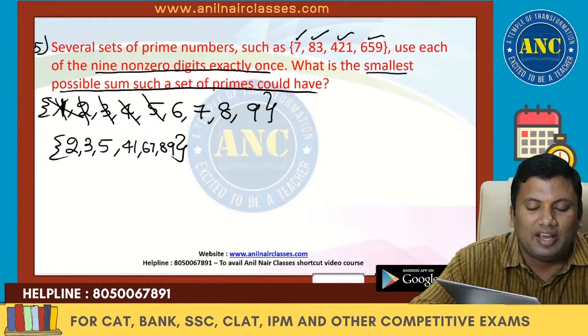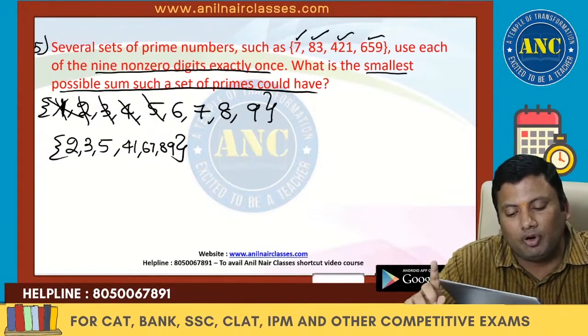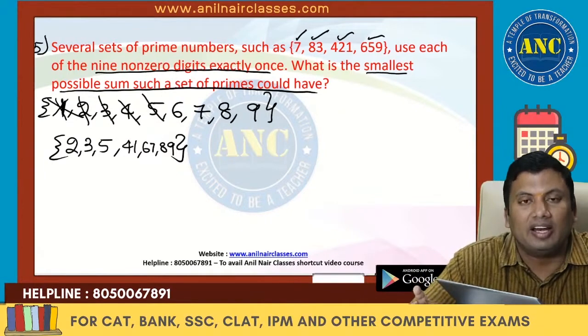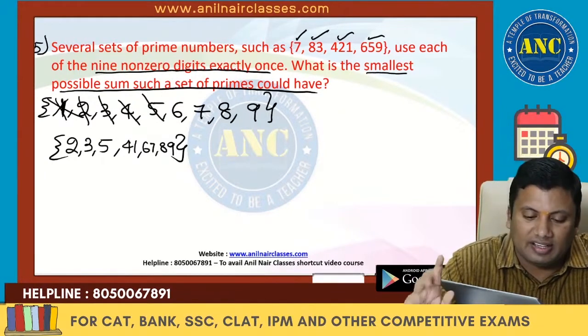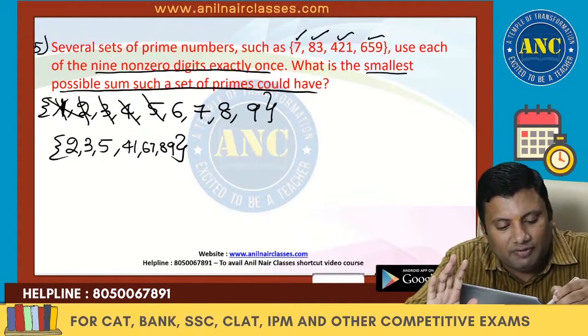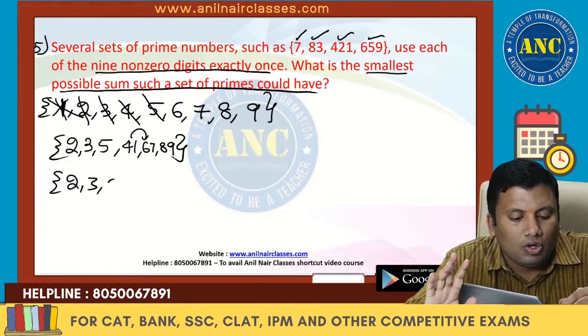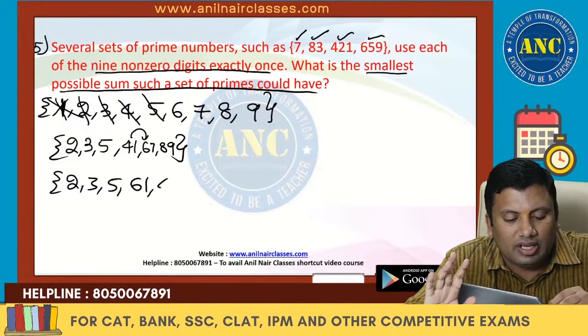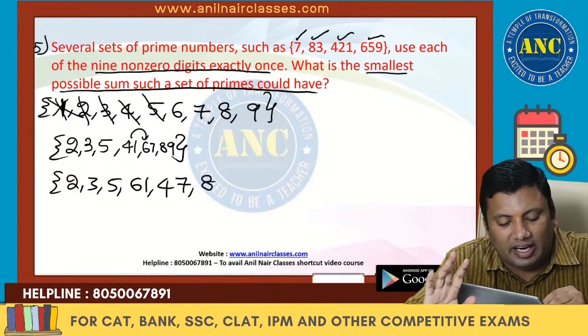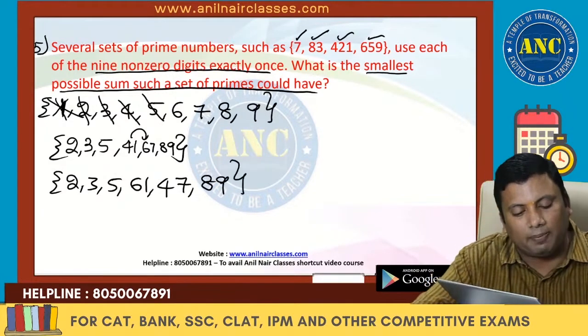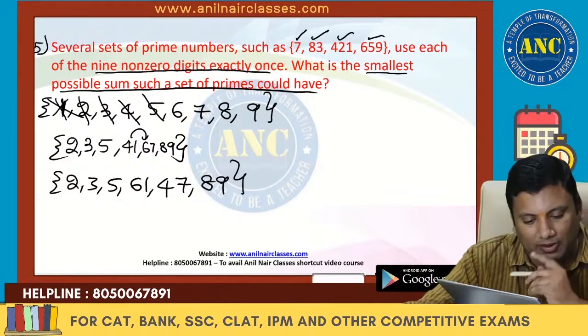With 2, 3, 5, I cannot take single digit 4, 6, 8 or 9. Can I take single digit 7? That also we will take as a case. If 4 and 6 are interchanged, we get 2, 3, 5, 61, 47, 89. Still 61 is a prime number, and 47 is also a prime number.